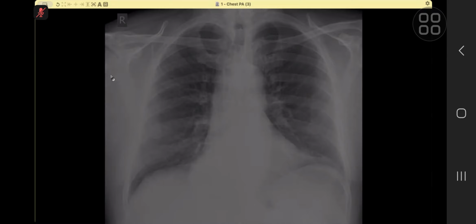The costophrenic angle appears clear. There is no pleural effusion, no pneumothorax. The cardiac contour appears normal. I can see that there is an opacity noted in the right paravertebral region. This could represent a hiatus hernia, or this could represent a mass within the posterior compartment, like a paravertebral abscess. So I will go for a contrast CT scan of the chest to further evaluate.